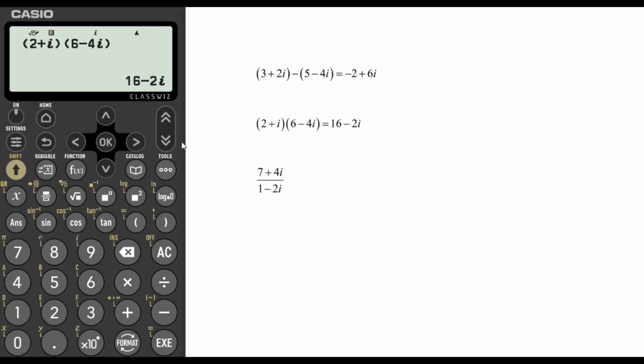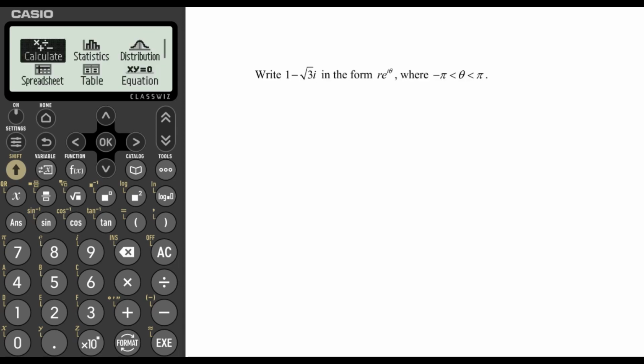Let's take a look at another example. Suppose we want to work out 7 plus 4i divided by 1 subtract 2i. We have 7 plus 4i divided by 1 subtract 2i. It turns out we get -1/5 plus 18/5i.